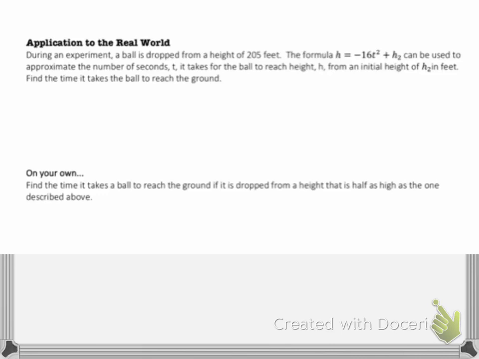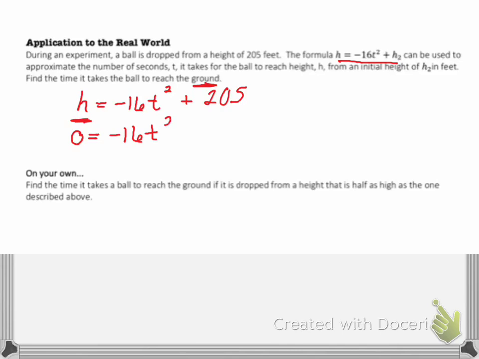So we actually have to complete this formula that they give us. So we don't know the height, but they say that the initial height, which is that h subscript 2, I'm going to replace that with 205. And if I'm trying to figure out when it's going to reach the ground, well, then that tells me my height. If it's on the ground, what's the height? Hopefully you're saying, well, it's 0. So I'm going to plug in 0 for height, and now I can solve for t. I know it doesn't look like it, but we can do that.